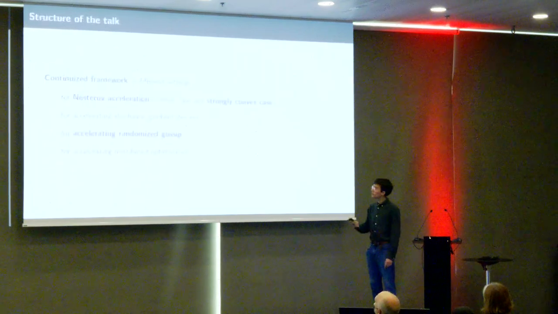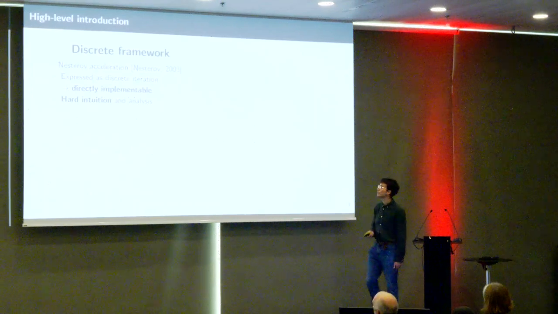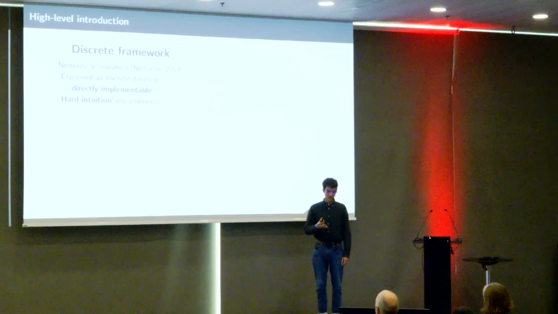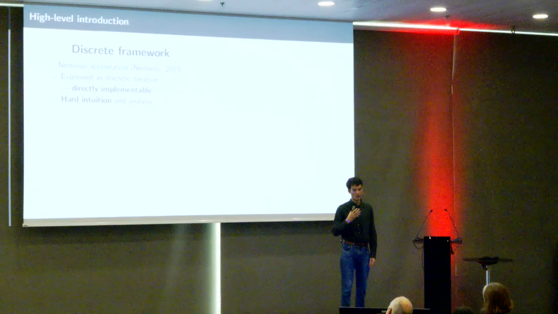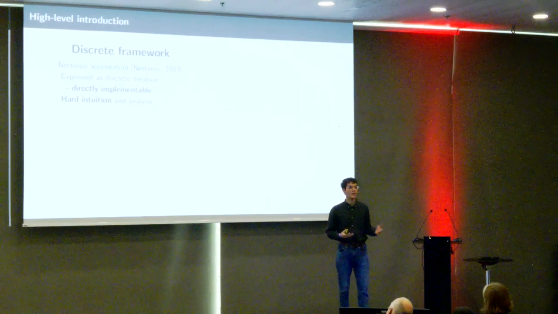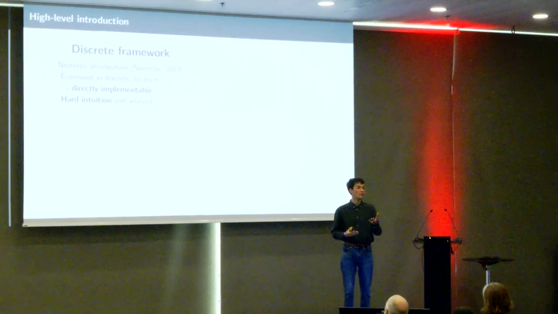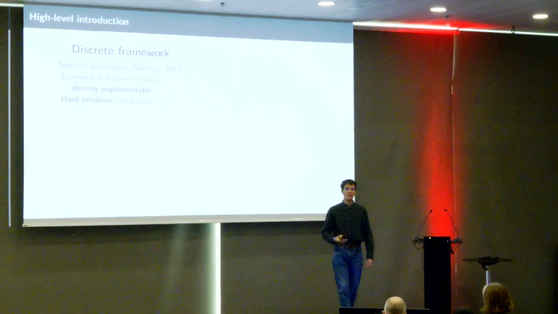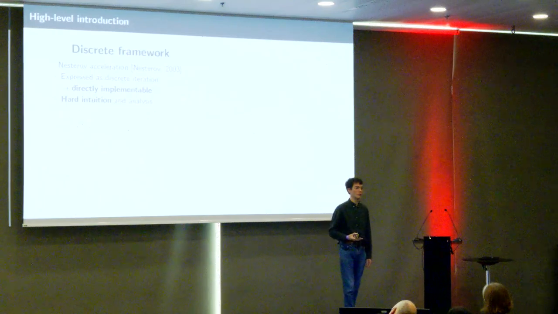But before I get to these two examples, let me give you a high-level introduction on what this technique is. The idea is the following. Many accelerated algorithms in optimization are expressed as discrete iterations. So you define a new iterate x_{n+1} from the current iterate x_n, the gradient of your function at x_n, and the previous iterate x_{n-1}. The advantage of having such an iteration is that you can directly implement this on your computer.